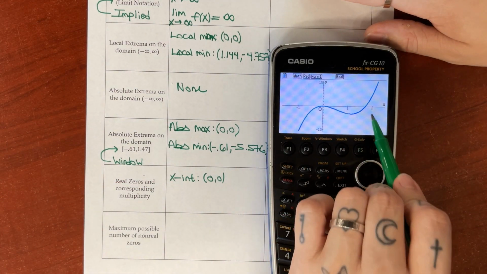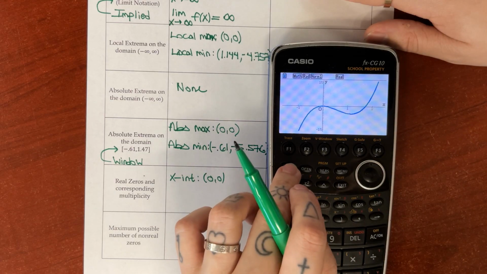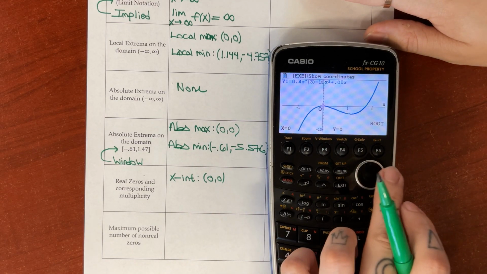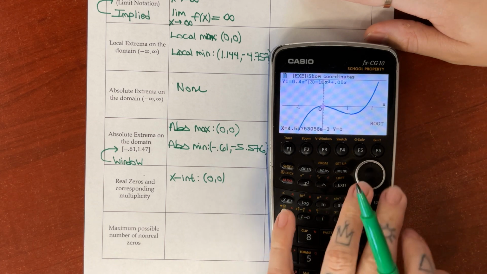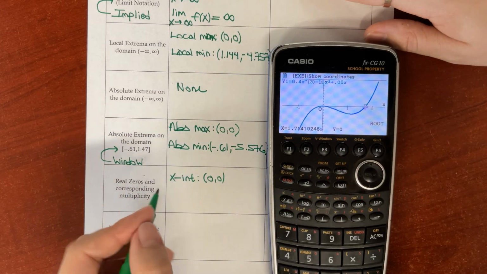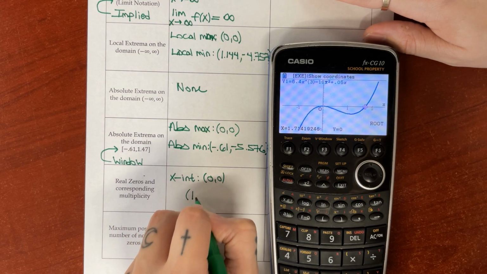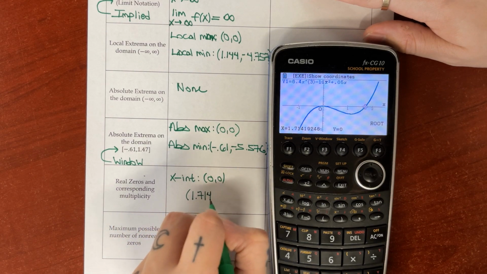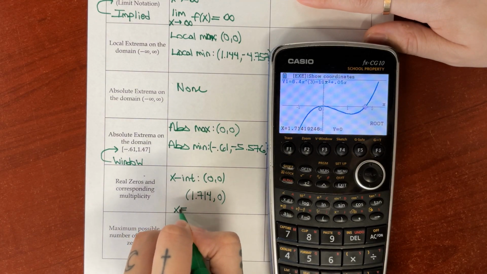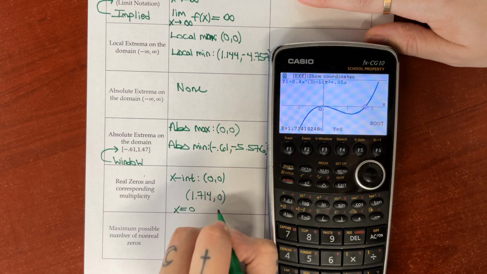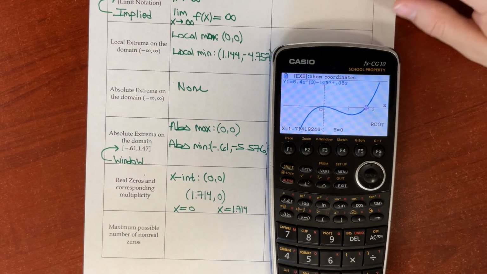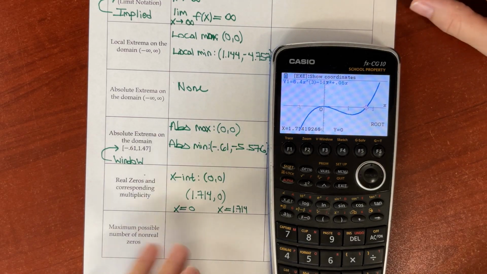Now I need to find what this other x-intercept is. So I'm going to do Gsolve and then root. It's going to give us 0, 0, and then it's going to give us 0, 0 again. And then over here, it's going to give us 1.714, comma 0. Or you could write them as x equals 0 and x equals 1.714. I'm going to write them like this so that I can also write in the corresponding multiplicity.